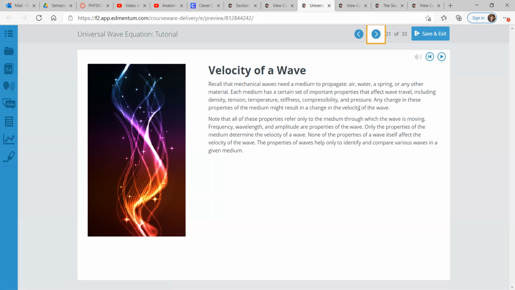Frequency, wavelength, and amplitude are properties of the wave itself. Only the properties of the medium determine the velocity of a wave. None of the properties of a wave itself affect the velocity of the wave. The properties of waves help only to identify and compare various waves in a given medium.